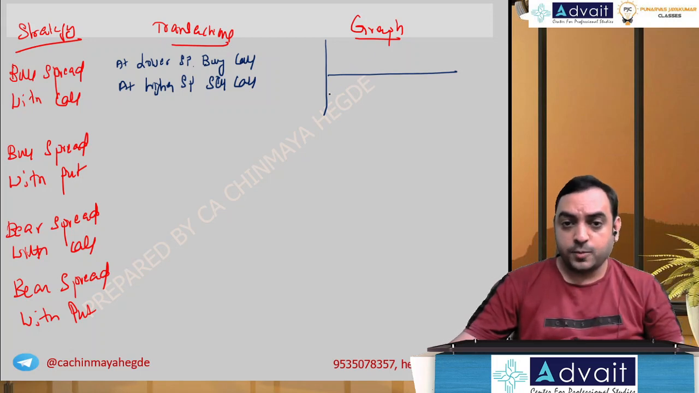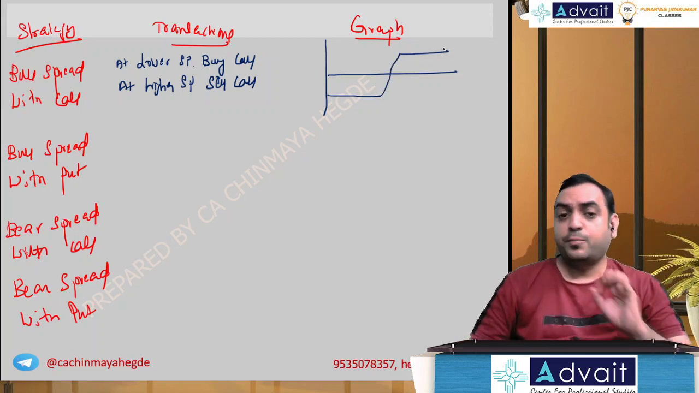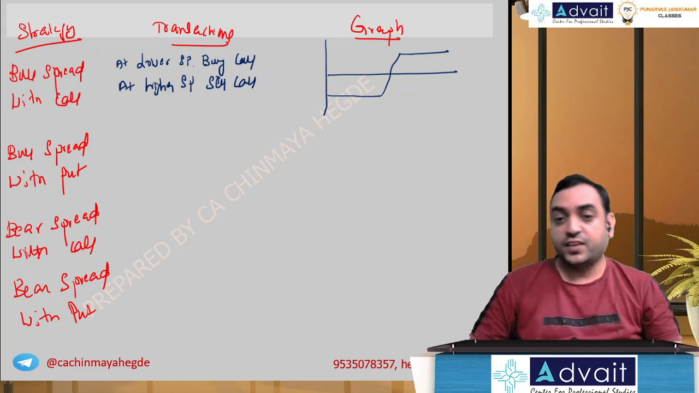Bull spread with call. You have a limited loss when the market price is down, and you have a limited profit when the market price is up. Spread means creating a difference.